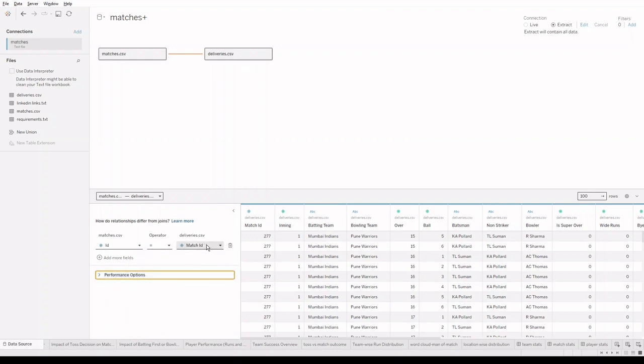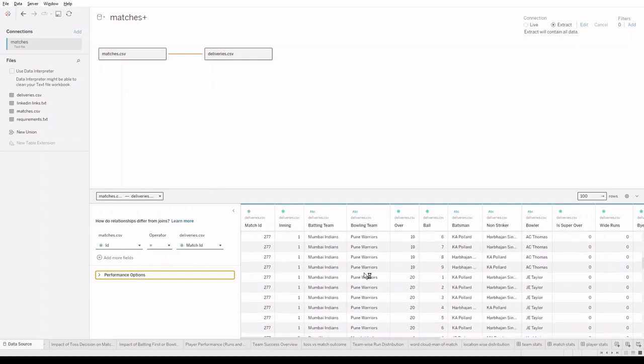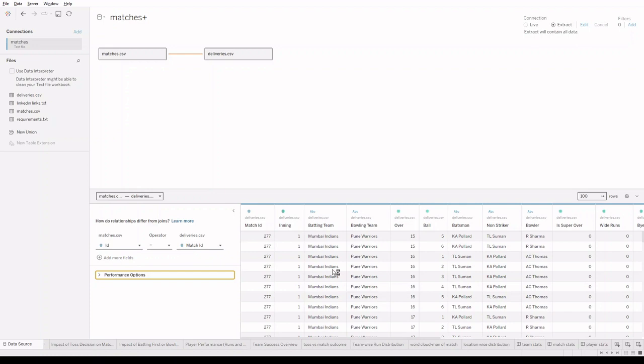So why ID equal to match ID? Because the match ID in the deliveries dataset resembles the ID in the matches dataset. So in that way, just go through it once in a while.